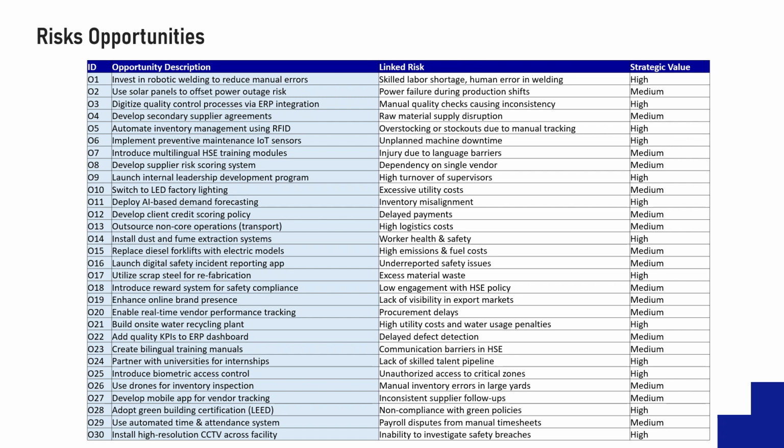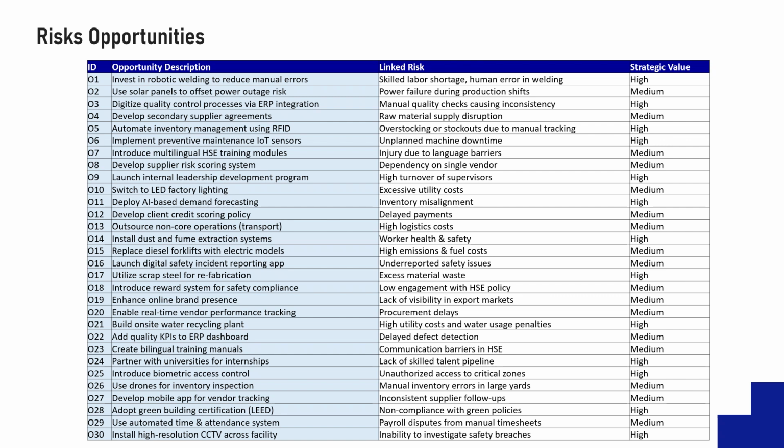In this table, we have around 30 opportunities suggested to mitigate the risk, and they will give us a good impact for the business and operational outcomes as well. For instance, invest in robotic welding to reduce manual errors. The linked risk is human error in the welding. The strategic value for the business is high.